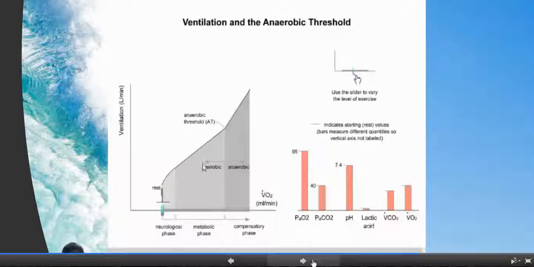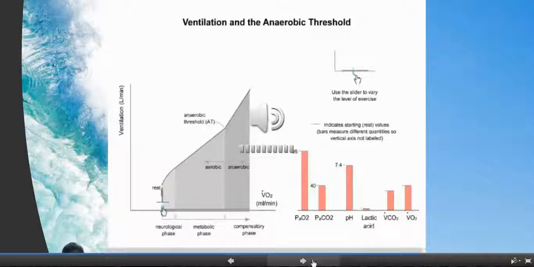Over here, if you look at the cursor again, this is the threshold between aerobic and anaerobic activity, or the anaerobic threshold. And then if you look over here at these values right here, you're looking at the oxygen pressure, carbon dioxide pressure, pH of the blood, lactic acid levels, carbon dioxide, and the oxygen volume. Each of these are right now at resting rate, and as we have our exerciser start to exercise, you will see.